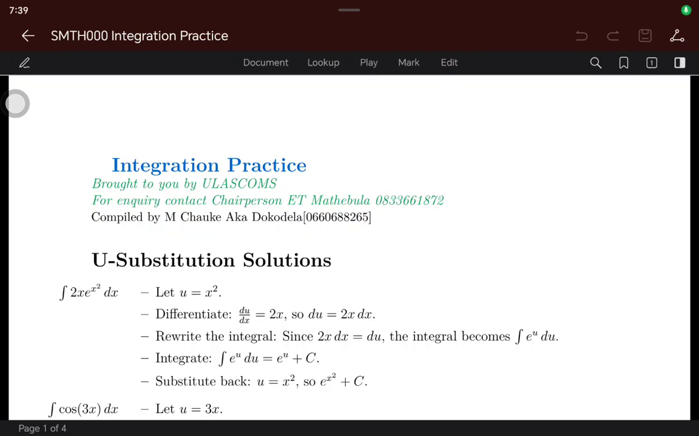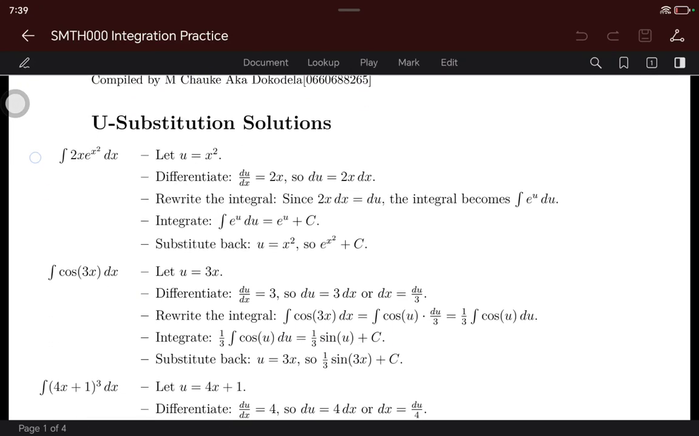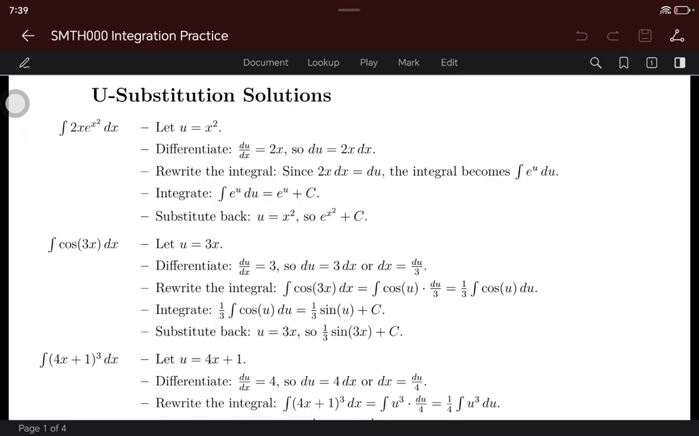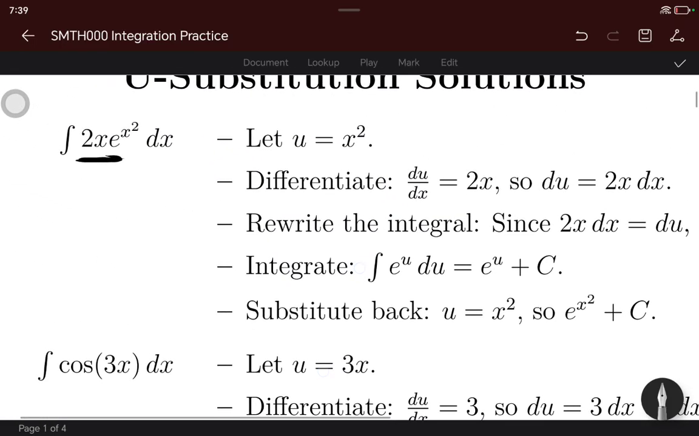So, guys, I'm going to explain these integrals. First we have the u substitution, right? I think last time when we met, we spoke about u substitution. Remember, I said that when you come to u substitution, you're going to be given two functions most of the times, right?